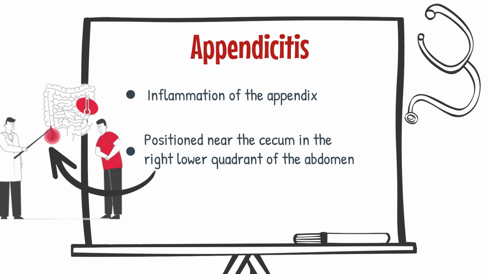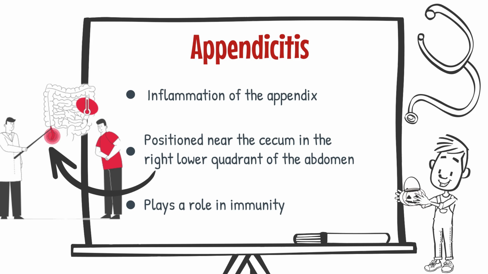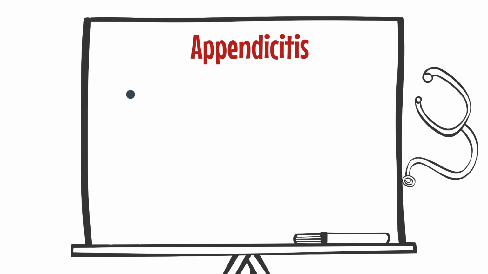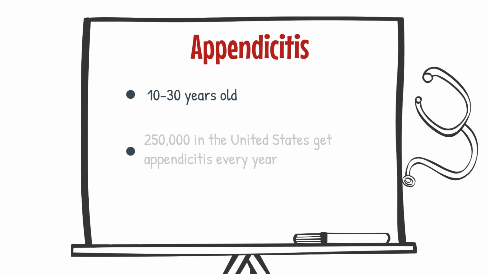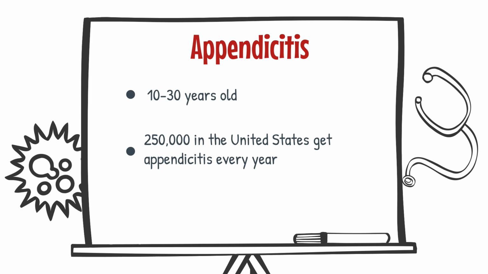The role that the appendix plays in the human body has been unclear in the past and was thought just to be a rudimentary organ. However, there is some evidence that the appendix plays a role in immunity, particularly in the pediatric population, as B and T cells mature. The typical age of presentation is between 10 and 30 years old. Approximately 250,000 Americans are diagnosed with appendicitis every year.